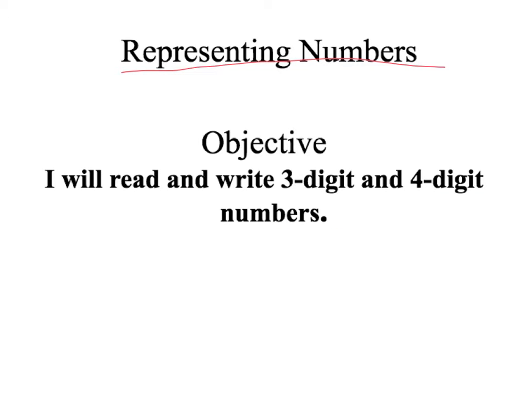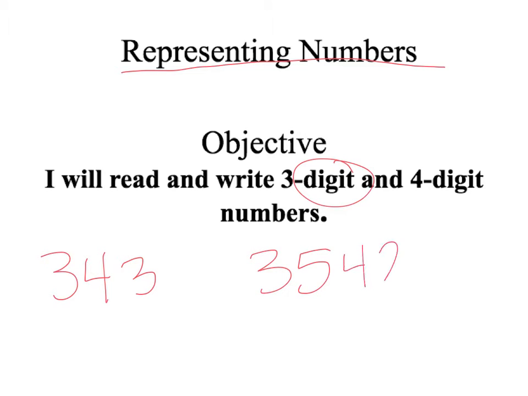When you are talking about digits, you are talking about the amount of numbers in any number. So if I had the number 343, that is a 3-digit number because there are 1, 2, 3 numbers or 3 digits. A 4-digit number would be something like 3,542. There are 1, 2, 3, 4 numbers or digits. So another word for digit would be the numbers in a particular number.